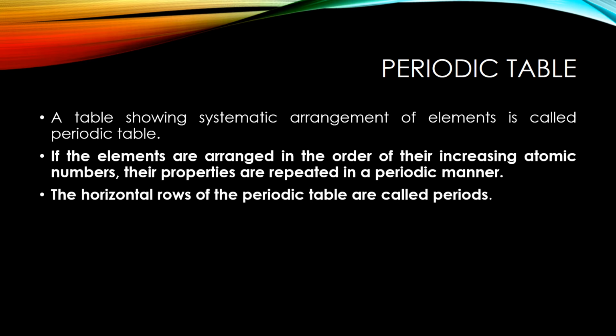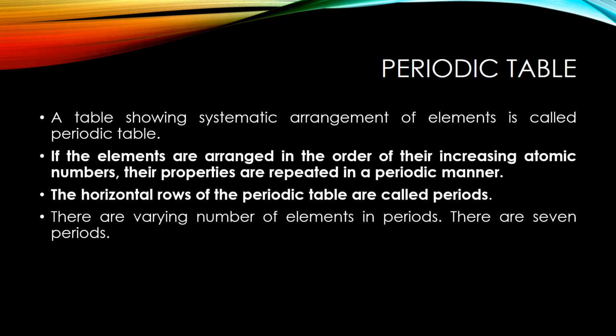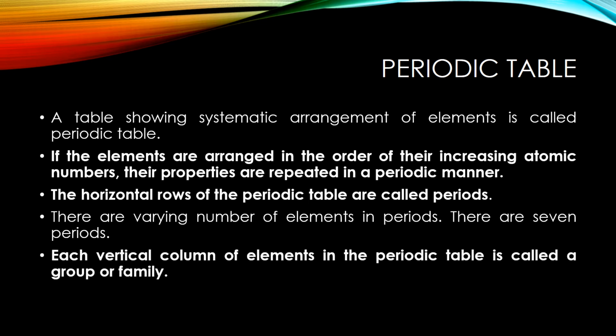And in the periodic table there are two types of arrangements. One is the horizontal arrangement and the second is the vertical arrangement. The horizontal rows of the periodic table are called the periods, and there are 7 periods. Each period has a different number of elements in it. And the vertical columns in the periodic table are called the groups or the families, and in a group or family all the elements have similar chemical properties.